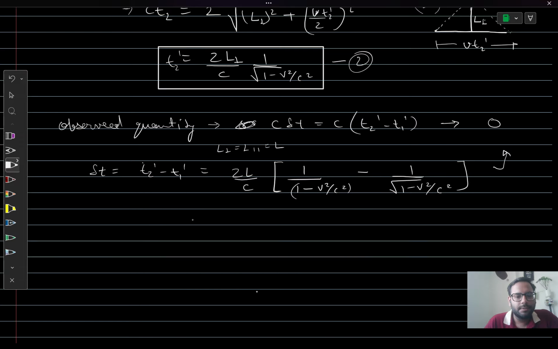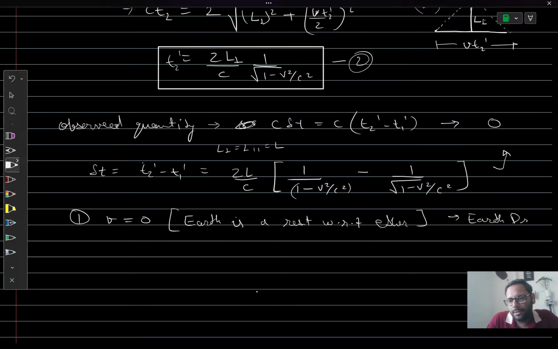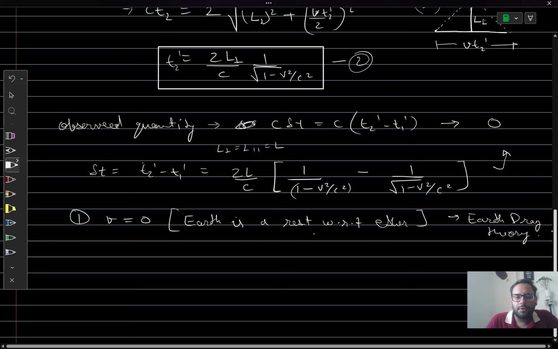You can justify this by first taking v as 0. This means Earth is at rest with respect to ether. This is also called the ether drag theory. When you put v equal to 0, this will be cancelled out. This is the ether drag theory, and it was abandoned.